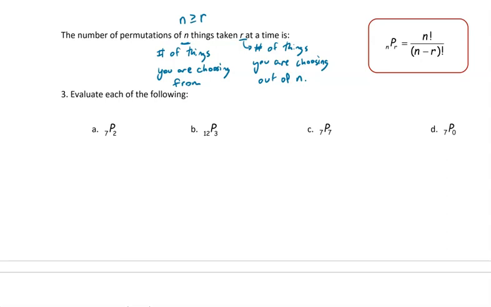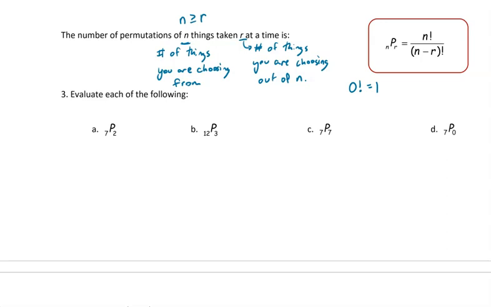Okay, so let's get some practice using this formula. Before we do, one last little tip, because this is about to come up. 0 factorial is 1. I know that's a little counterintuitive, but 0 factorial does equal 1. So if you ever see that come up, it's 1.